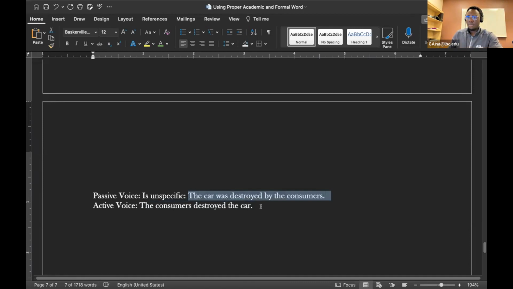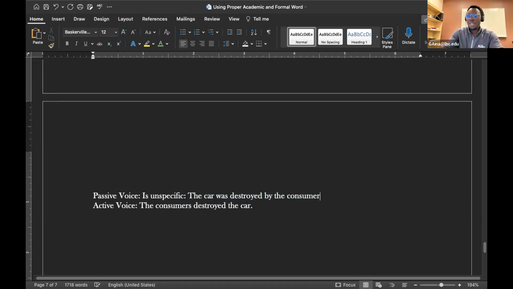Yeah. Right? Because first of all, it makes your sentence longer, and a little bit unspecific. But then if you write in active voice, you're just very direct. The consumers destroyed the car. Instead of saying the car was destroyed by the consumers.